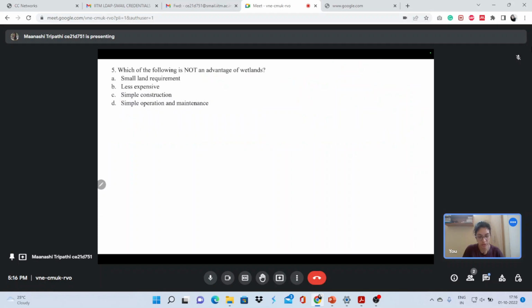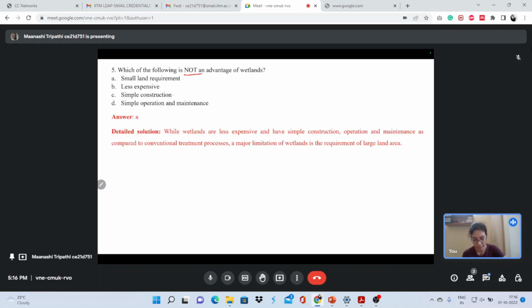Moving towards the next question. Which of the following is not an advantage of wetland? Small area requirement, less expensive, simple construction, and simple operation and maintenance. This is a trick question. You can try to answer this question. I will give you a few seconds. Okay, we'll see. So the answer is A.